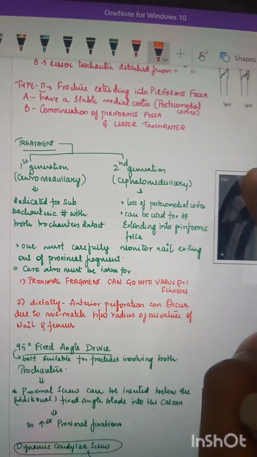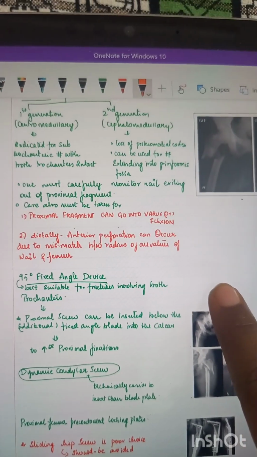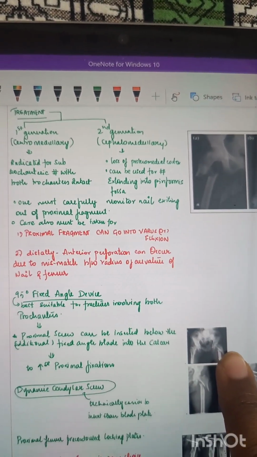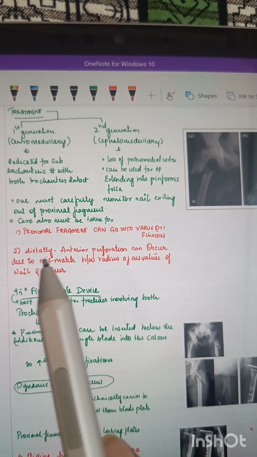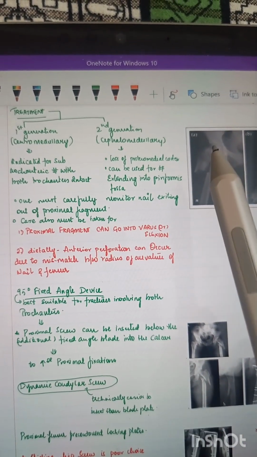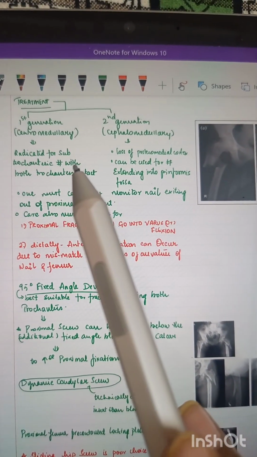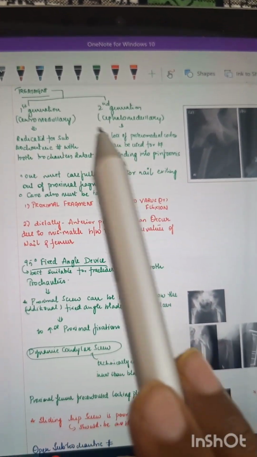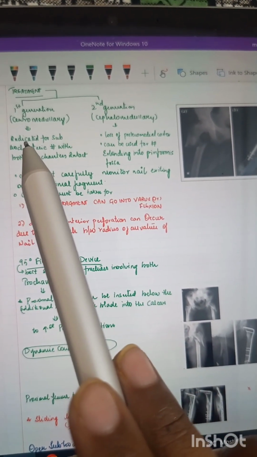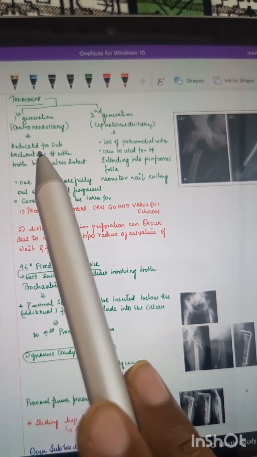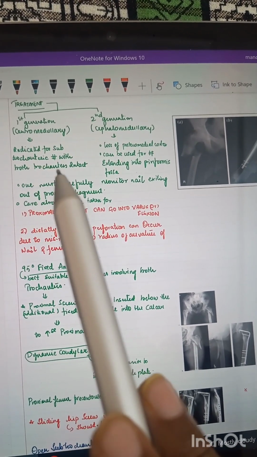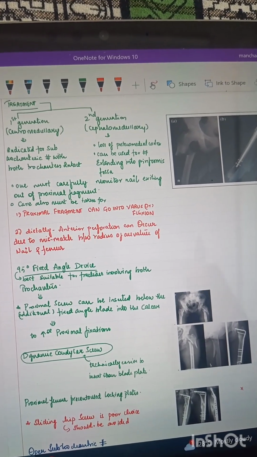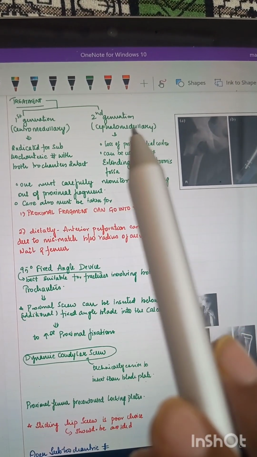Next comes treatment options. Treatment options are divided into 2 types. First, commonly used, is intramedullary nailing. Nails are of 2 generations, first generation and second generation. First generation nails are centromedullary nails. Second generation nails are cephalomedullary nails. Basically, first generation centromedullary nails are indicated for subtrochanteric fractures when both the trochanters are intact. When both the greater trochanter and lesser trochanter are intact, you can use a centromedullary nail.